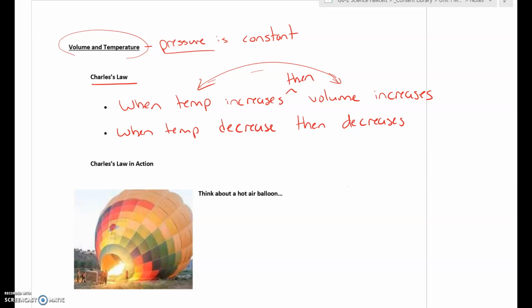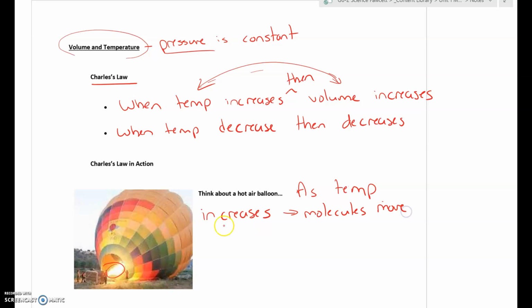So a good example of Charles' law in action is a hot air balloon. And the way a hot air balloon works, they're not pumping extra air in it. There's a flame at the bottom which is heating the air up. So as the temperature of the air inside the balloon increases, then those air molecules are going to move faster, because we know that's what temperature is.